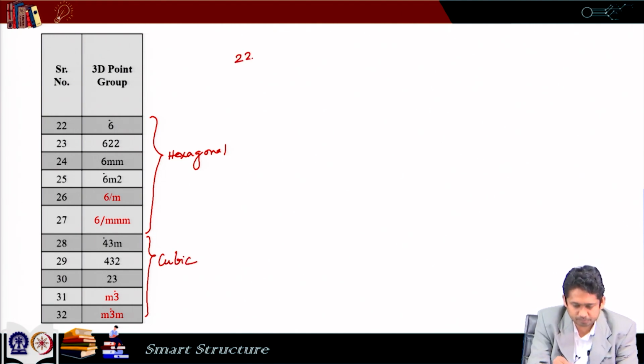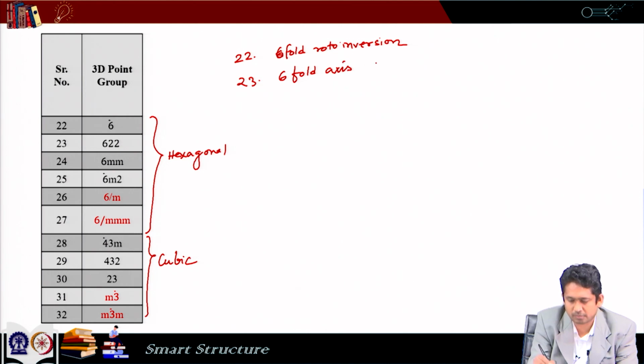So, number 22 has a 6-fold roto inversion, and then number 23 we have a 6-fold axis and 2-fold and 2-fold axis.